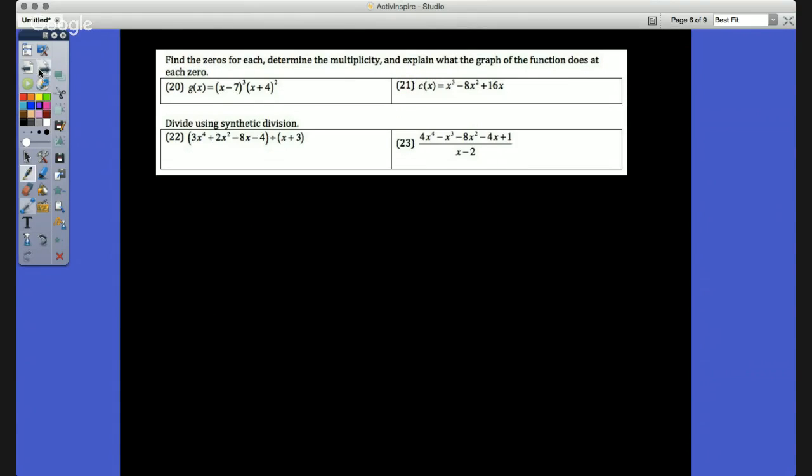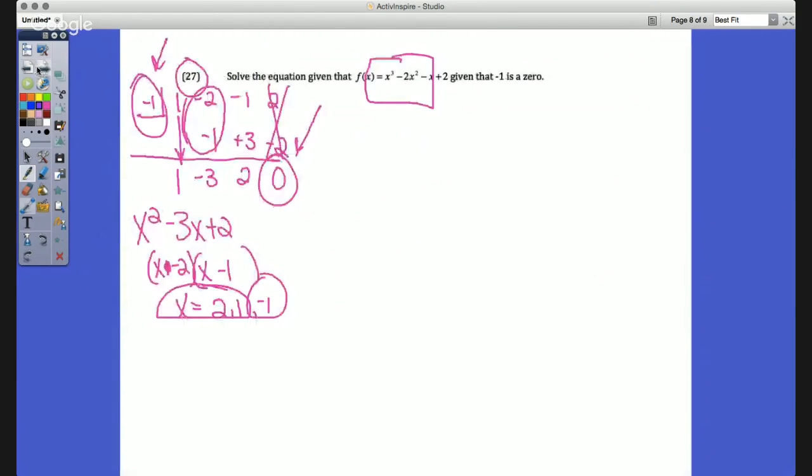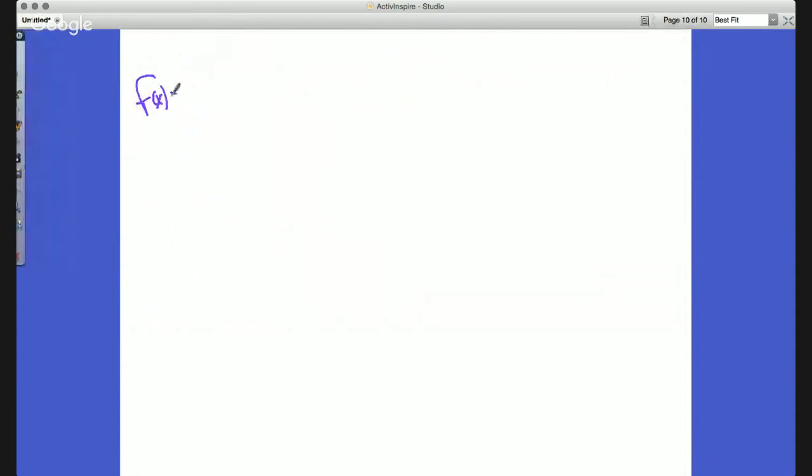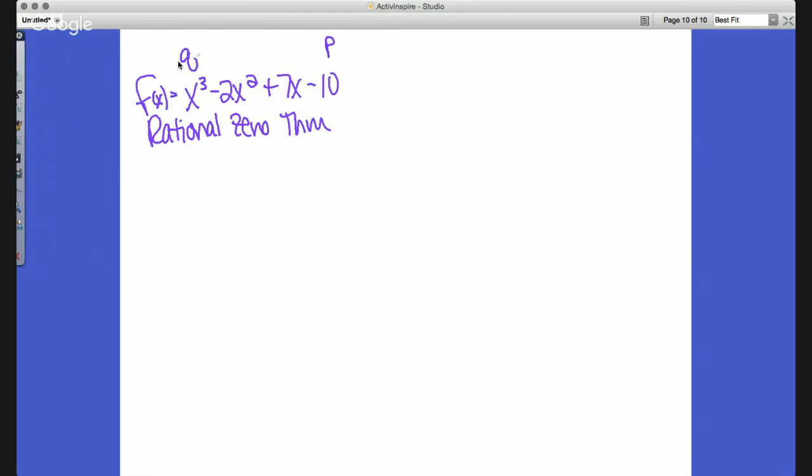My last one that I wanted to go through, I'm just gonna make one up. Let's say we had f of x equals x to the 3rd minus 2x squared plus 7x minus 10. And I said list the possible roots of this x-intercept or possible zeros using the rational zero theorem, okay? Well, remember we do p over q. And by the way, this is not on the review, but very, very important. Well, p would be 10, where q would be 1, okay?